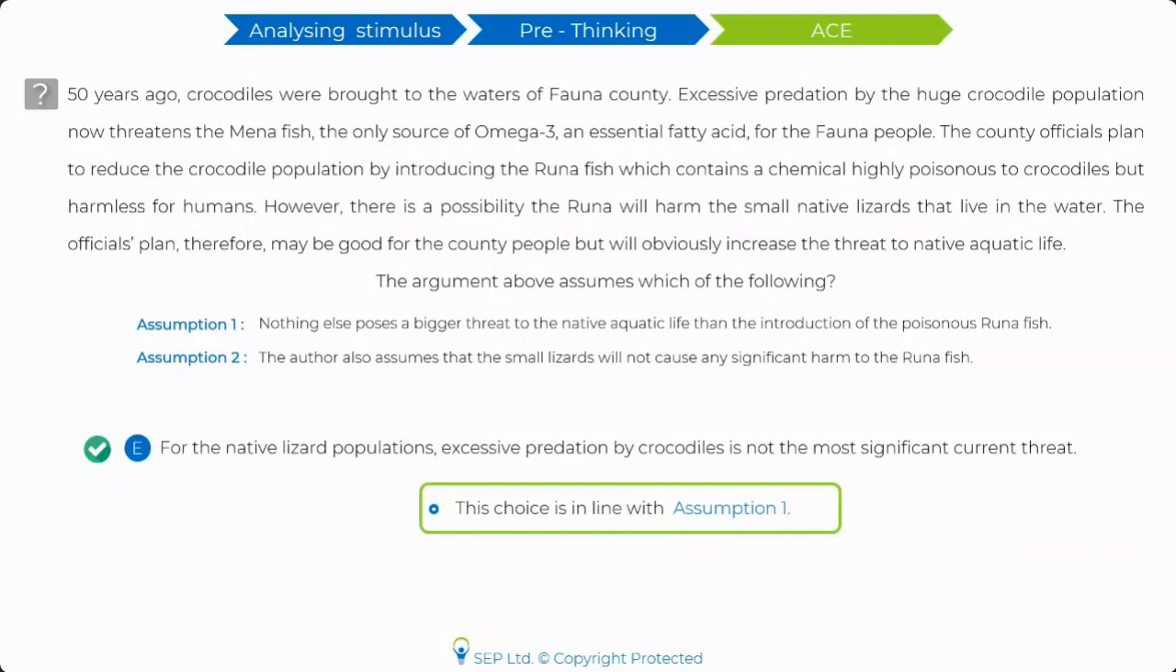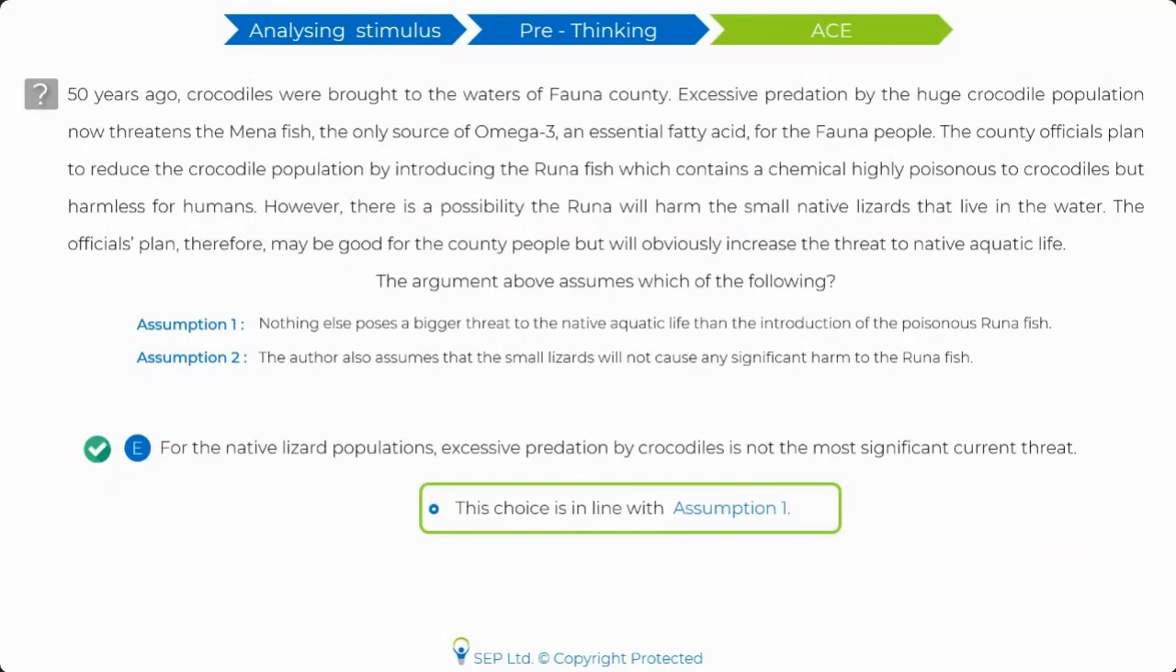Okay. So Saksham, option C is incorrect, because option C is telling you just that harm might be caused. It is not even talking about increase in the threat.